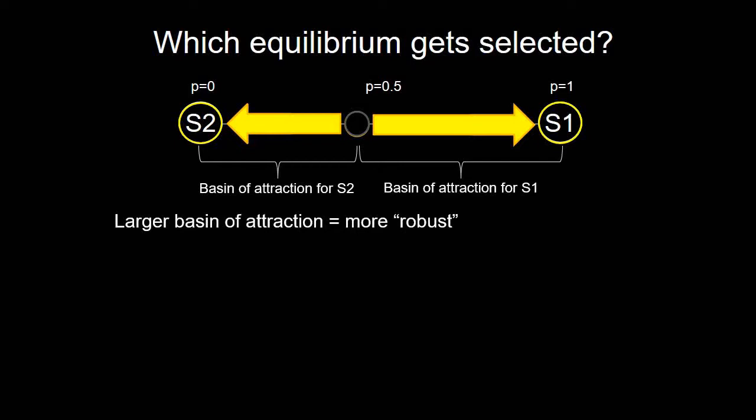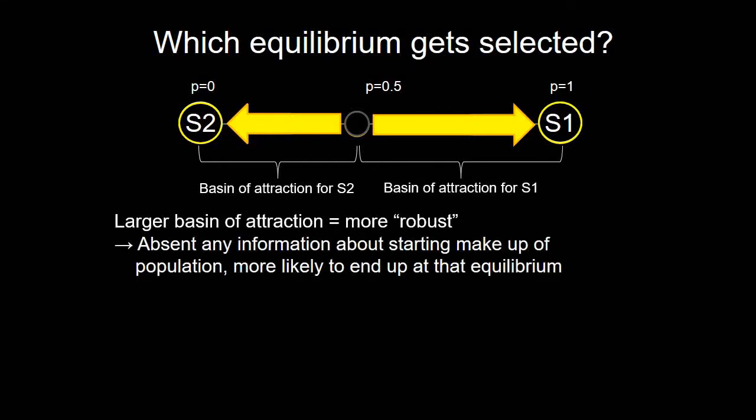And so the question of which strategy you expect to be favored by selection, part of the answer is that the strategy with the bigger basin of attraction is more robust, in the sense that it is more likely to wind up being favored. If you don't know where you're going to start, then it's more likely that you're going to wind up in the basin of attraction for the equilibrium that has the bigger basin of attraction. Therefore, you're more likely going to wind up having selection push you to the equilibrium that has the larger basin of attraction.